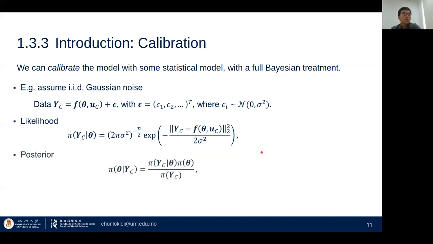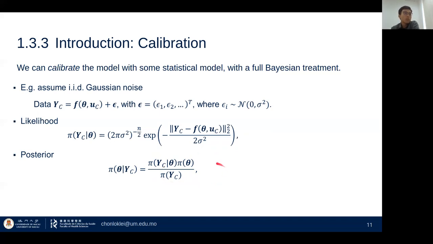And then the posterior of the parameter theta, i.e. the probability of the parameter after observing the data YC, is given by this Bayes rule, this expression here, which is the product of the likelihood and the prior of the parameter theta divided by some constant, which is also known as the marginal likelihood.